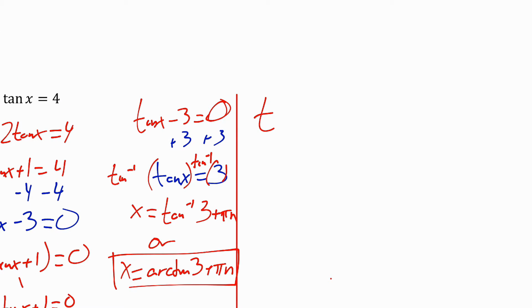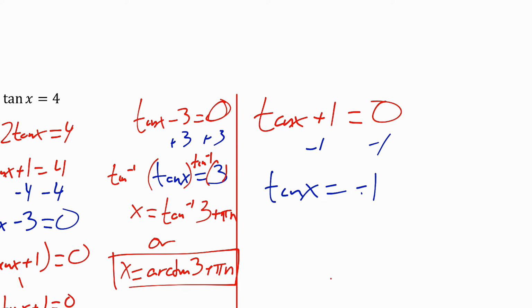Now we also need to do the other one. We have the tangent of x plus 1 equals 0. To solve for x, I'm going to subtract 1 from both sides. I get the tangent of x equals -1. Now at this point, again, you can apply the inverse tangent or you can just kind of eyeball it.